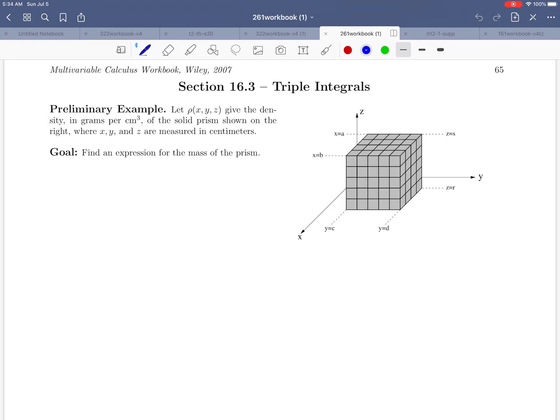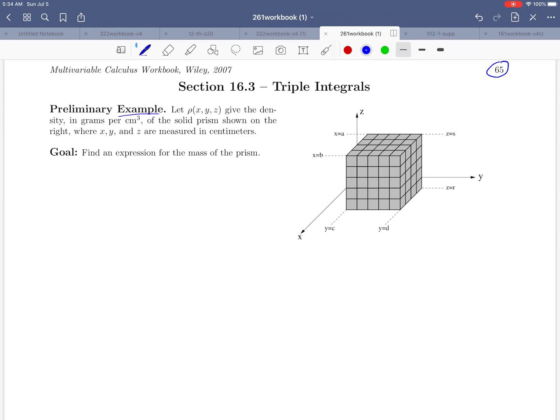Hello everybody, and welcome to the beginning of section 16.3. We're looking at page 65 of the workbook, and the topic of this section is triple integrals. We're going to build on some of the concepts that we did in the last two sections. And we'll start off this discussion with an example.